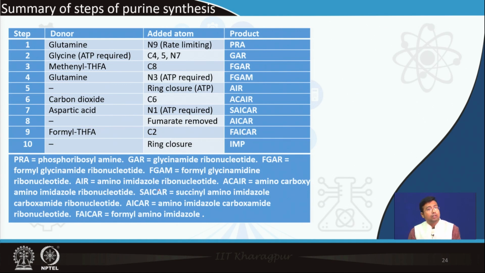Now, let me tell you, in majority of cases you may not choose to remember the various intermediates. You can conceptually remember. If you are actually writing all the structures down, it is very easy for you to remember, but even then the name of the intermediates might be difficult for you to remember. These are the changes that are happening. These are the donors in the 5th step and the 10th step. There are ring closures, and in the 8th step there is no extra incorporation of any donor because fumarate is removed, right. These are the abbreviated names of the products that are written over here.